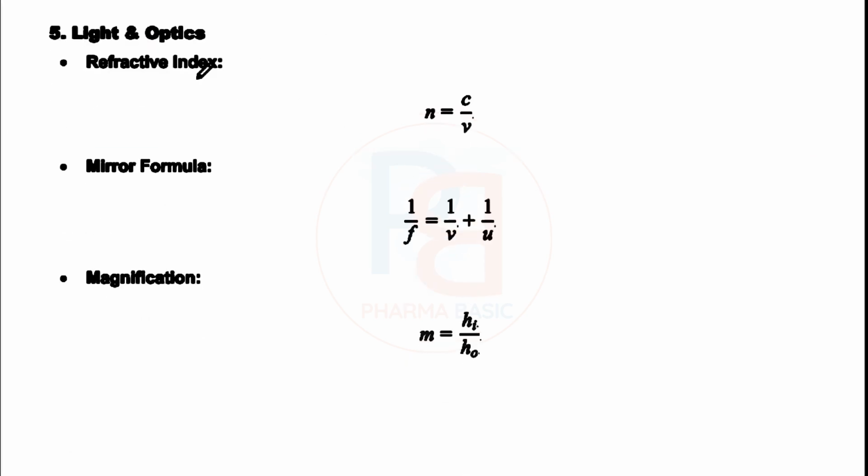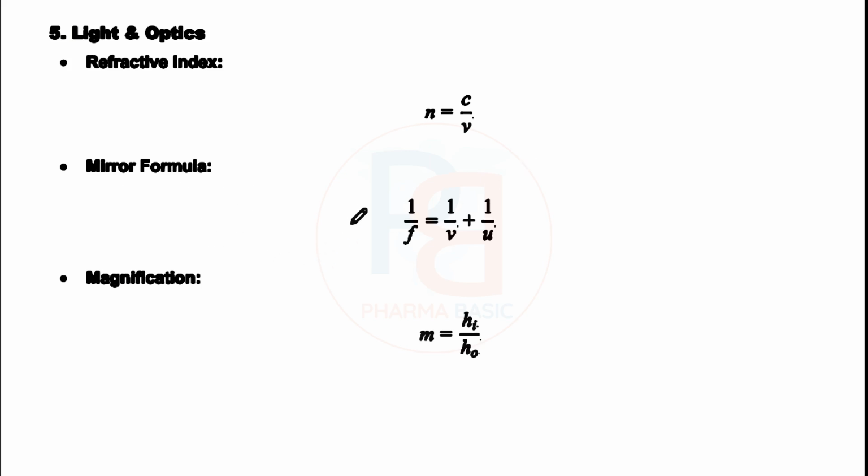So now coming to the light and optics. The first is the refractive index. Refractive index n is equal to c by v, where c is the velocity of light in a vacuum and v is the velocity of light in a medium. That is the refractive index.